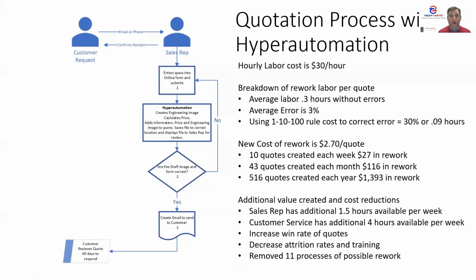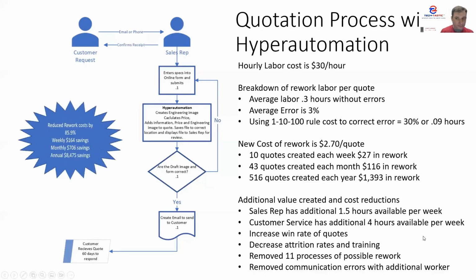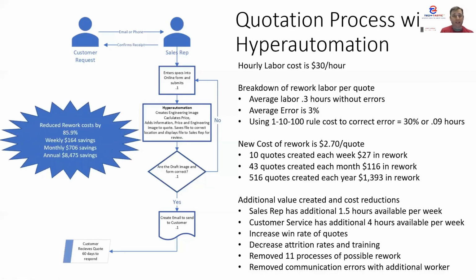And we removed a total of 11 different points of possible rework, and we removed that communication with the additional worker. When we remove a process where we have communication with another person, it immediately alleviates different bottlenecks and also additional rework or miscommunication that can happen between multiple people. So by just calculating the rework alone, we reduced the rework costs by 85.9%.